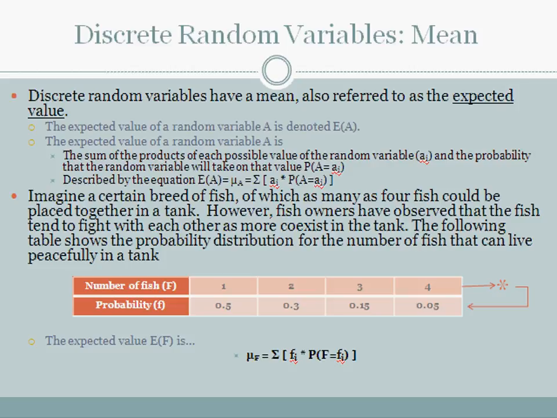Let's look at an example. Imagine a certain breed of fish, of which as many as 4 fish could be placed together in a tank. However, fish owners have observed that the fish tend to fight with each other as more coexist in the tank. The table shown gives the probability distribution for the number of fish that can live peacefully in a tank. To calculate the expected value, multiply the probability by each possible number of fish.